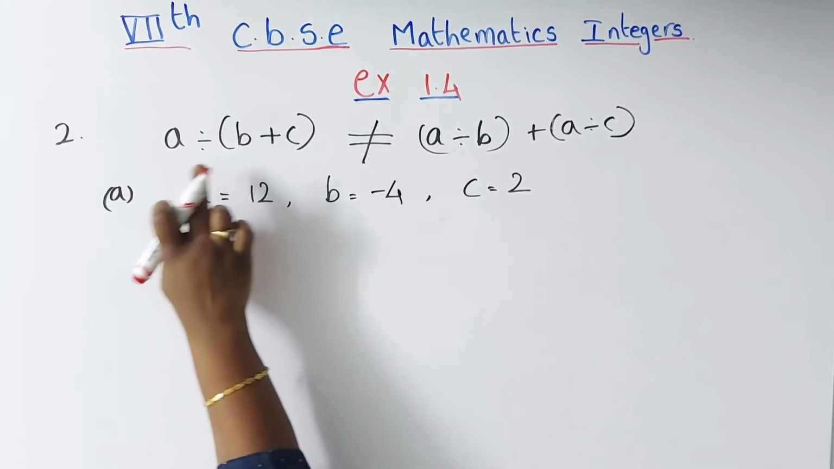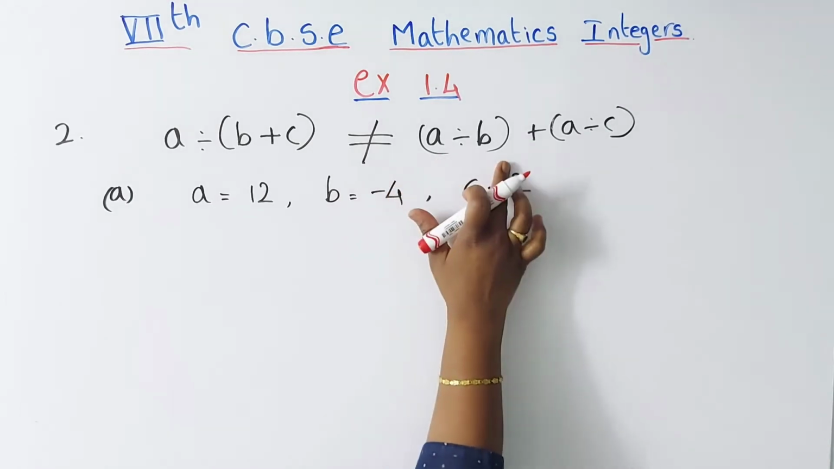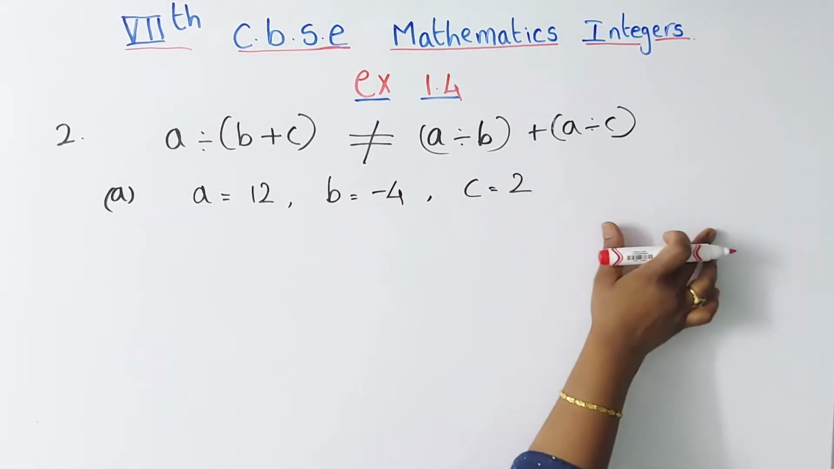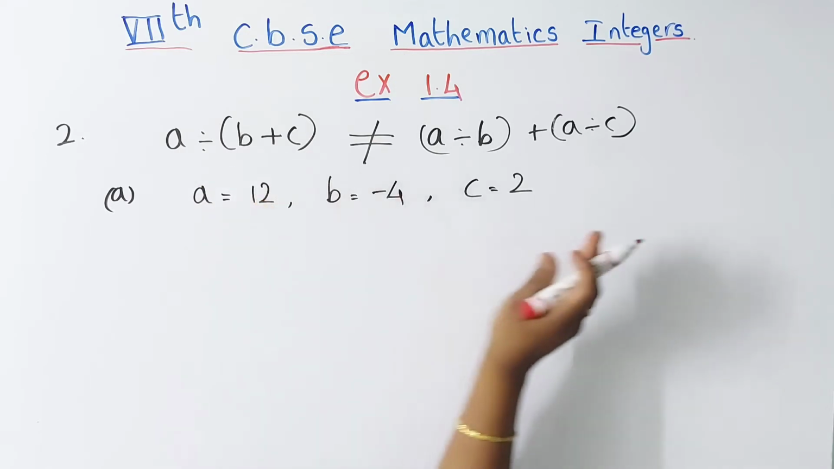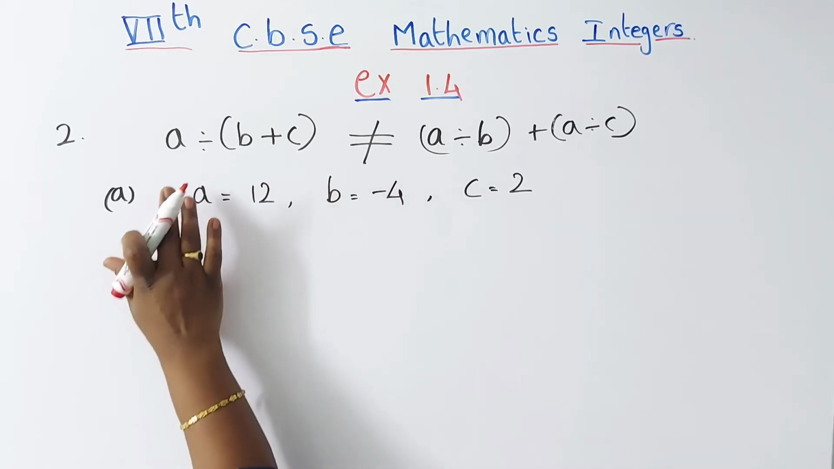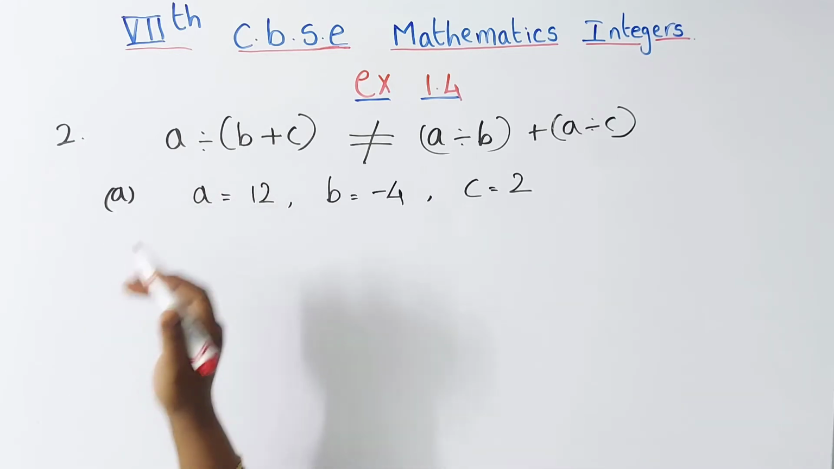Second question, children. Verify that A divided by B plus C is not equal to A divided by B plus A divided by C. Distributive property over multiplication of addition and subtraction is possible, but distributive property for division is not at all possible, children. Anyway, we will clear this.